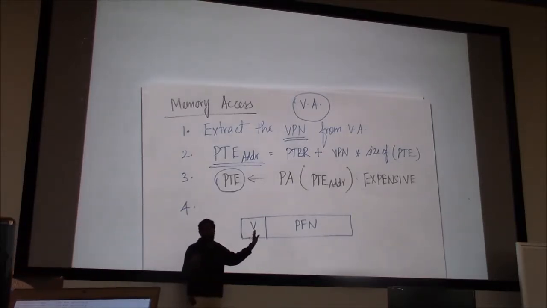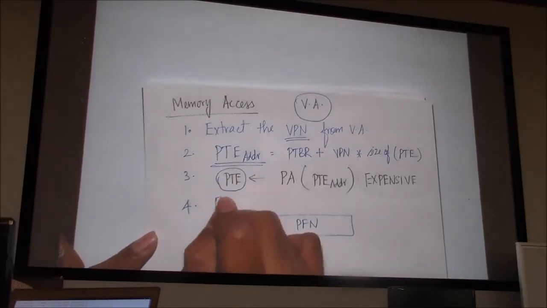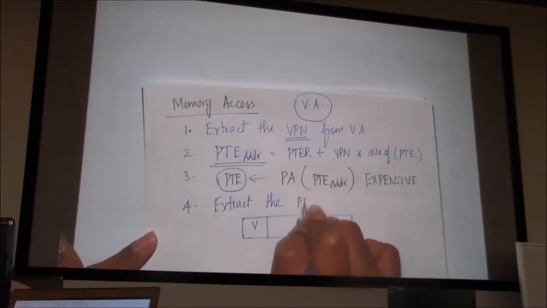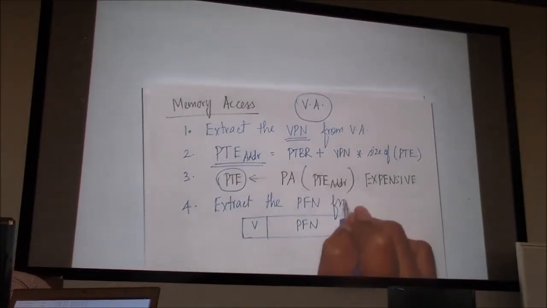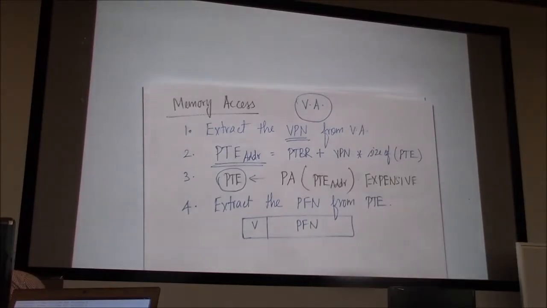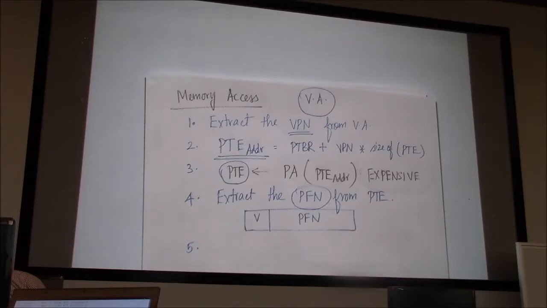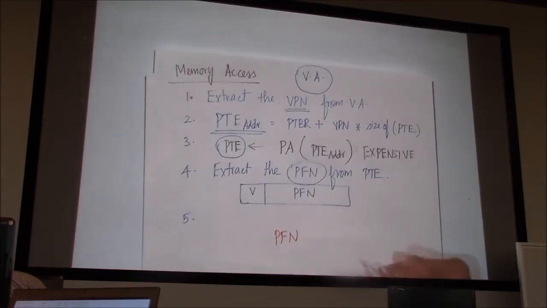Okay, and as of now we can assume that it is a valid page. If it is a valid page, then the hardware is going to extract the PFN. It needs to get the page frame number from this PTE. Okay, and once the hardware gets this page frame number from this PTE, what is the hardware going to do? Let's assume now we have our page frame number.